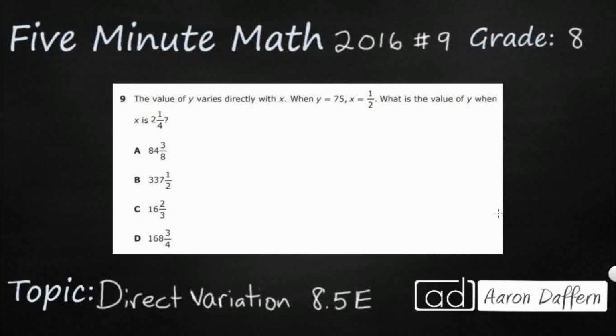So we've got the value of y. It varies directly with x, and that's going to be a big clue for us. They give us some x and y: when y is 75, x is 1/2, and then we need to find the value of y when x is 2 1/4, but they don't give us an equation. We know how to solve for a variable, but this is our clue right here. So this direct variation, or it varies directly, is actually something that we are familiar with.